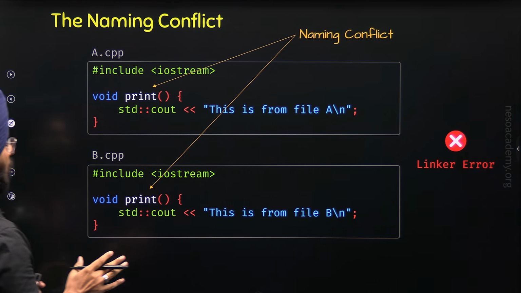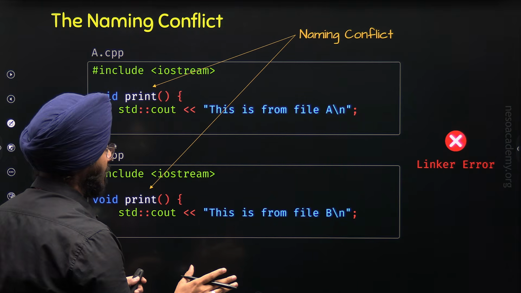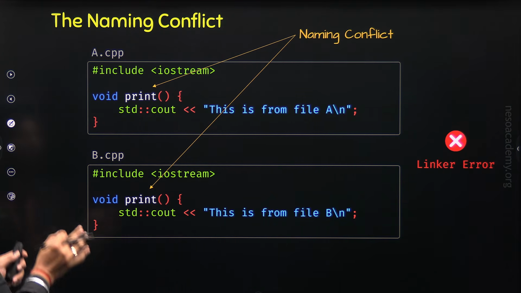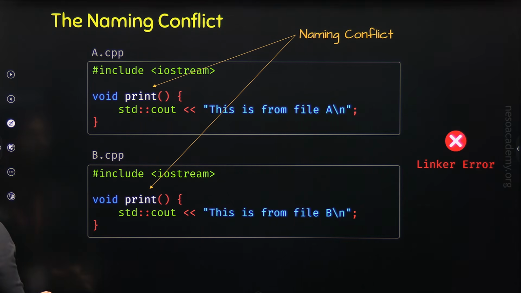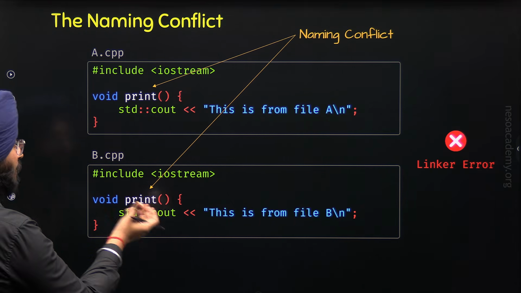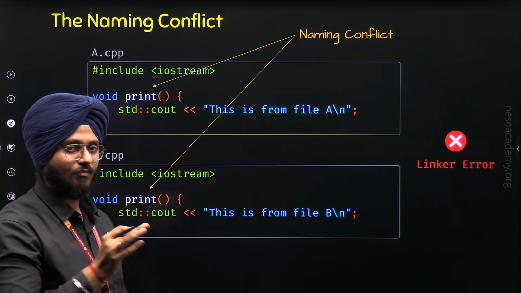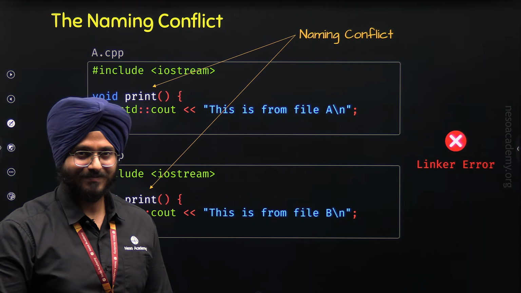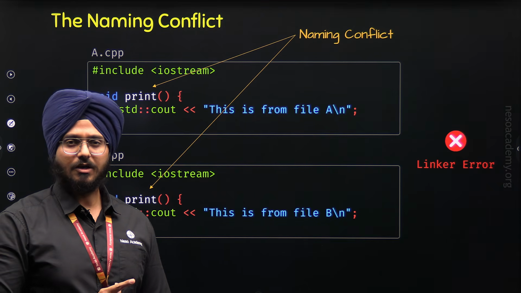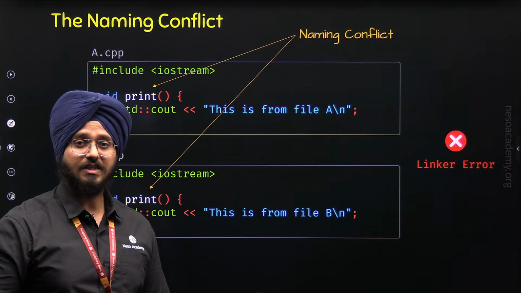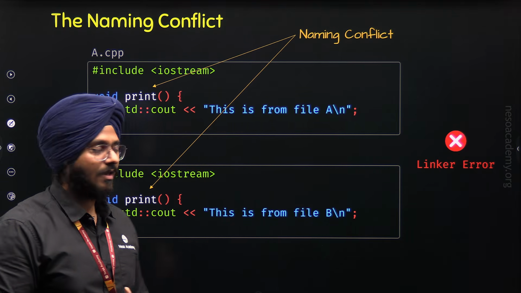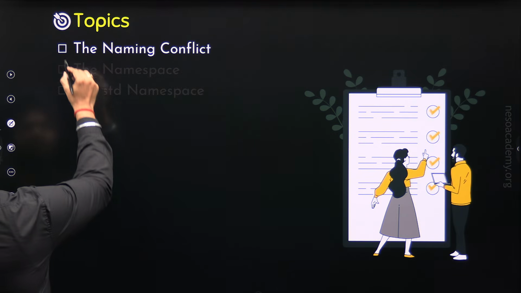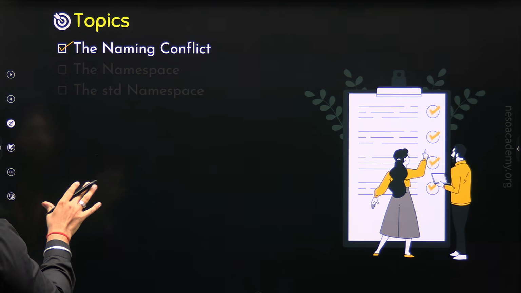Because of the naming conflict, we are getting the linker error, and therefore it is important to resolve this issue. And this issue can be resolved with the help of a namespace. This is exactly what we will understand in the next topic. For now, I hope it is clear to you what is the meaning of the naming conflict and when it occurs. So with this, we are done with the first topic, that is the naming conflict.